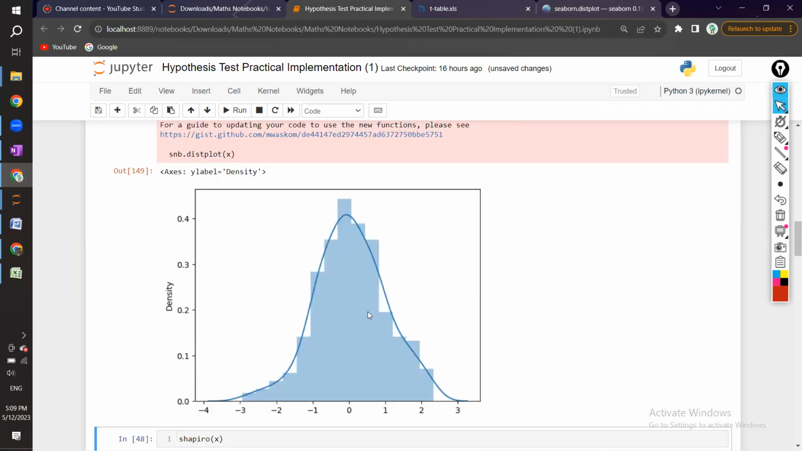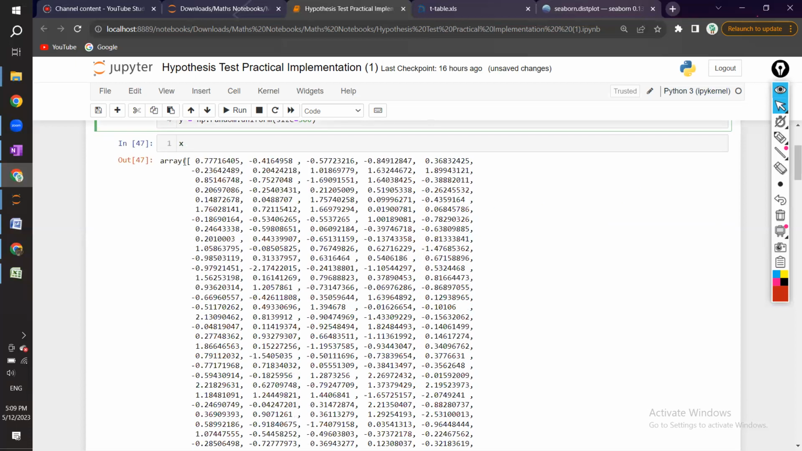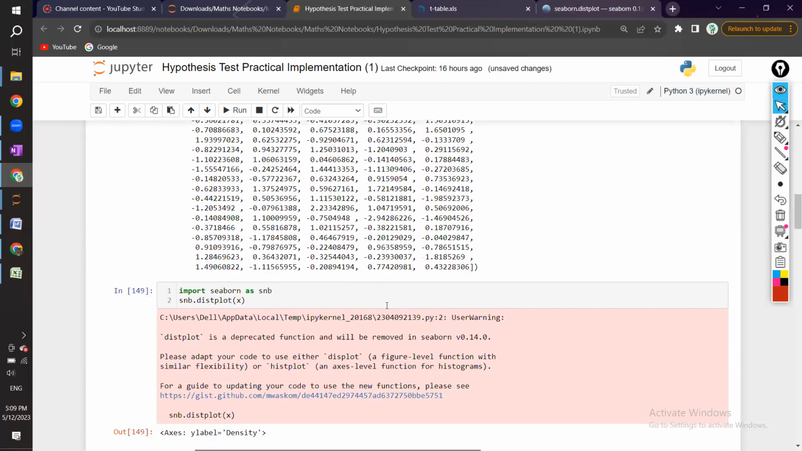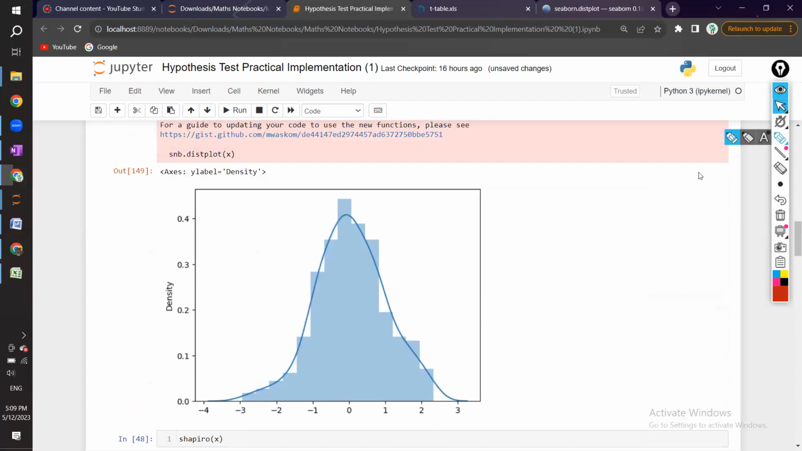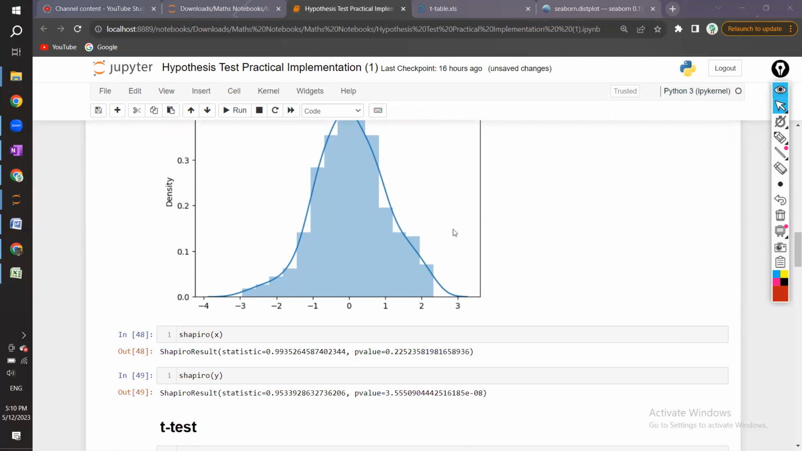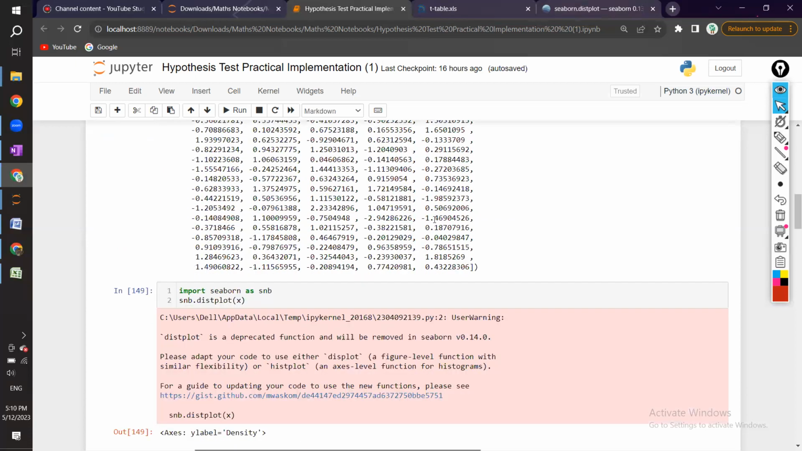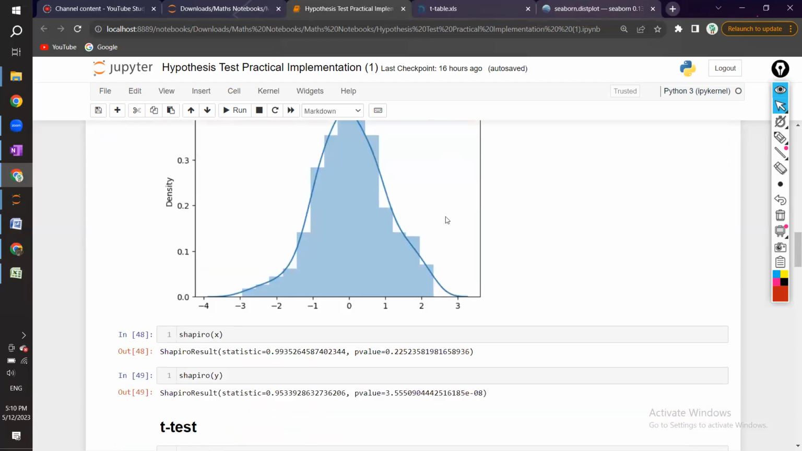Can you see this? This x, whatever I have created in the normal distribution format, these are the values, and if you draw a distribution plot, it is almost normally distributed. Agree? So that is from the diagram. But I want to test whether this is normally distributed. We use the Shapiro-Wilk test, which uses the p-value.